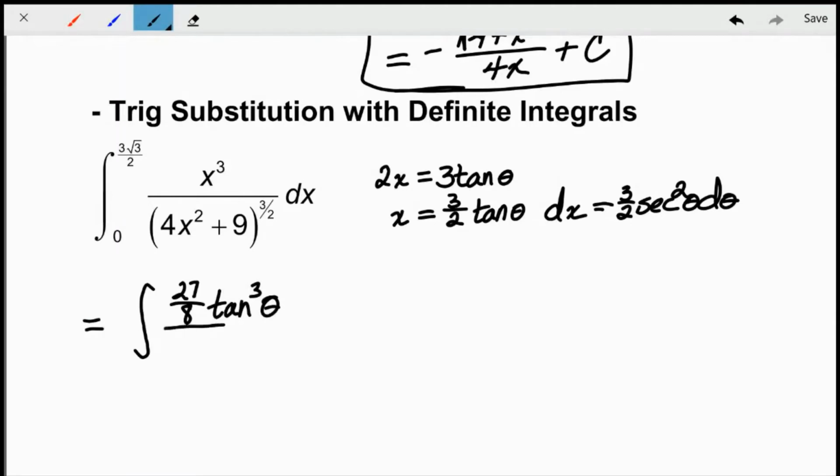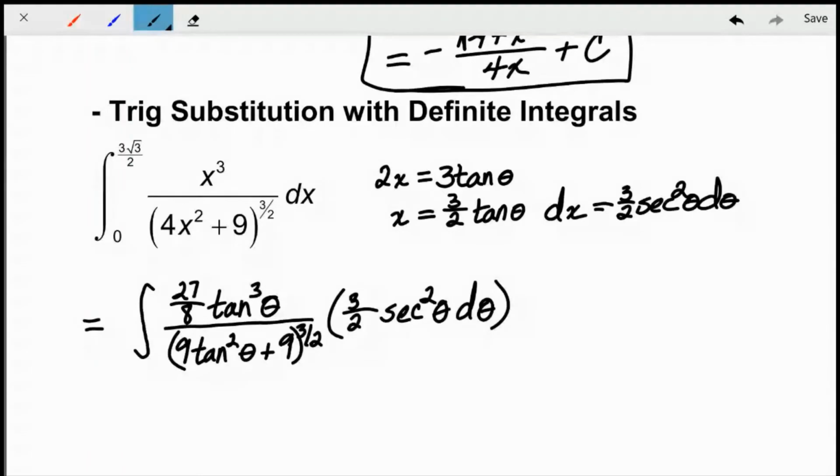And then in the denominator, remember what I really want to do is get rid of this square root that I have. 3/2 power means we're going to cube it and then take the square root. So what I have is the 4x squared becomes 2x squared. So that's going to be the 3 tangent theta expression squared. So that's going to give me 9 tangent squared theta plus 9. Remember that's to the 3/2 power. And then my dx is 3/2 secant squared theta d theta.